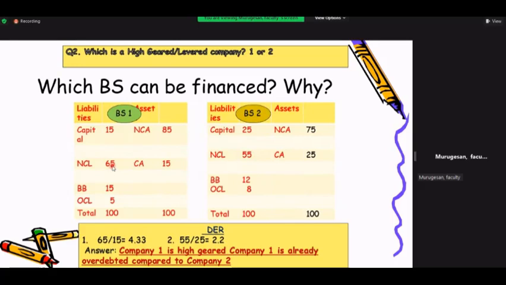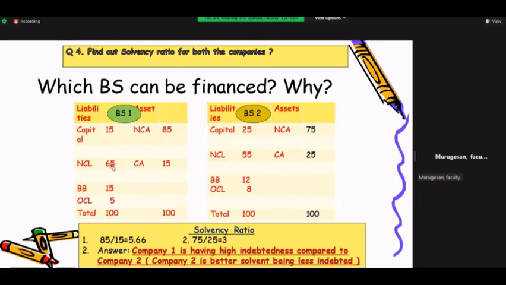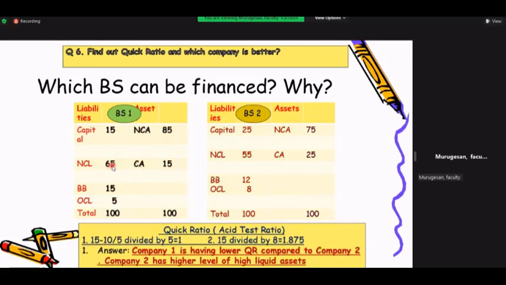Okay, so these are the parameters. Find out the current ratio. The current ratio also is bad. Solvency ratio, you understood: total outside liability divided by total equity. This common ratio you can always do nicely, with no mistakes. Now you come to some other ratios.